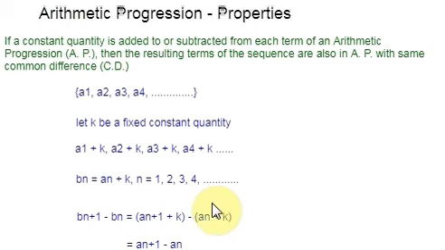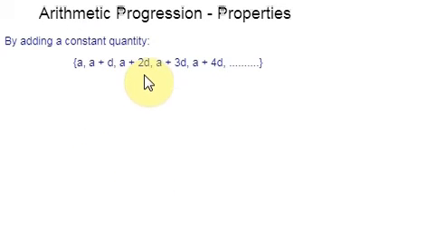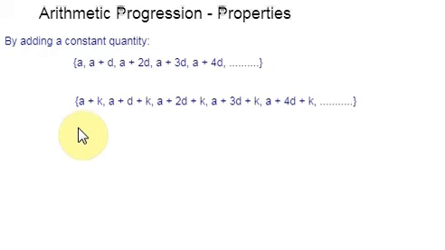To get a clear concept of this property 1, I'll give you some more explanation by adding a constant quantity and by subtracting a constant quantity. Let us assume a is the first term and d is the common difference of an arithmetic progression. Then the arithmetic progression would be a, a plus d, a plus 2d, and it keeps on going. Now let us see what will happen by adding a constant quantity. If a constant quantity k is added to each term of this arithmetic progression, then we will get a plus k, and I am just adding the same k to each term.